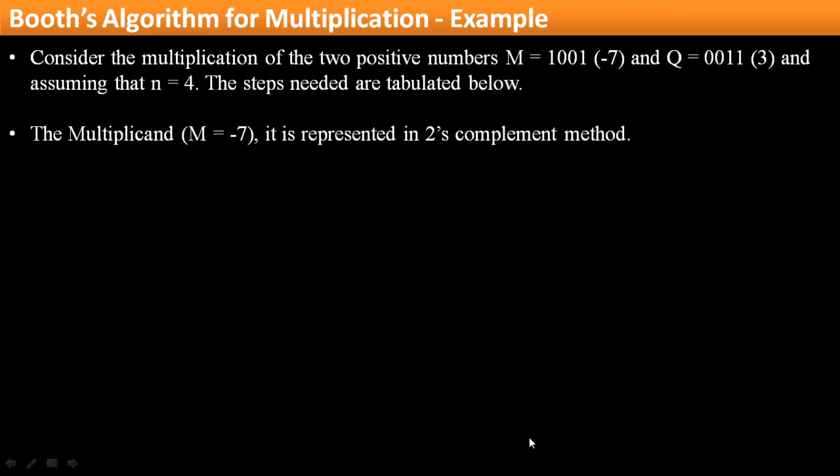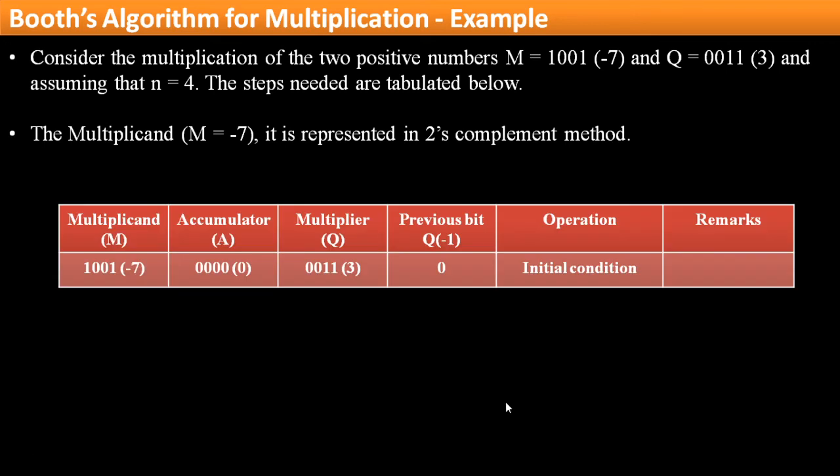Now let's see how it is going to be carried out. The multiplicand M, minus 7, is represented in 2's complement method, which we have already discussed. And now let's see what the initial status of the bits is. Here M is 1001, the accumulator is quad 0, and the multiplier is 0011. Here the accumulator is initially taken to be 0. Now the previous bit is 0. This is the initial condition. Now let us take the example.